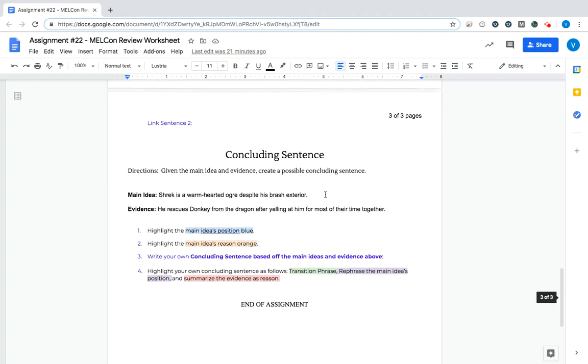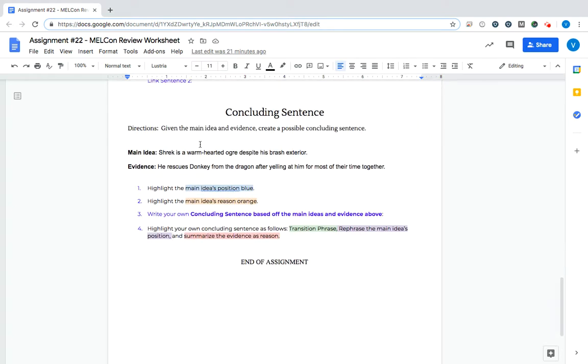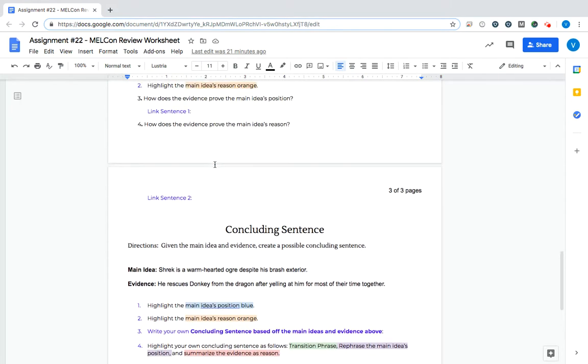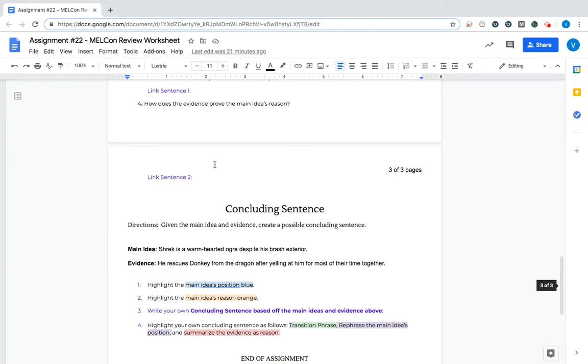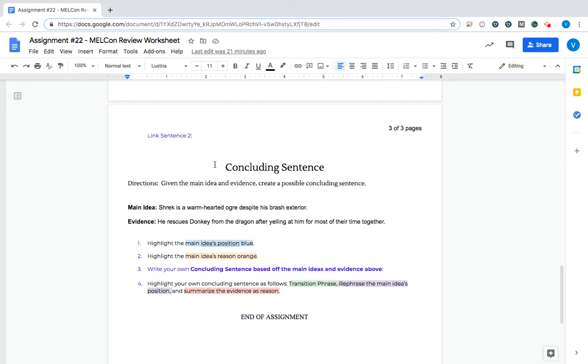All right. Concluding sentence. So this is near the end. Directions, given the main idea and evidence. So the same thing as before. Actually, it's the same exact main idea and evidence. So you can just think of it as a continuing part. Create a possible concluding sentence. Same thing here, you're still highlighting the position blue and the reason orange. It's the same main idea, so you'd be highlighting it the same way. Then you are going to write your own concluding sentence based off the main idea and the evidence, all right?